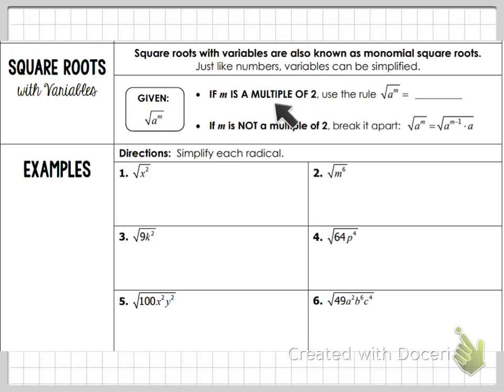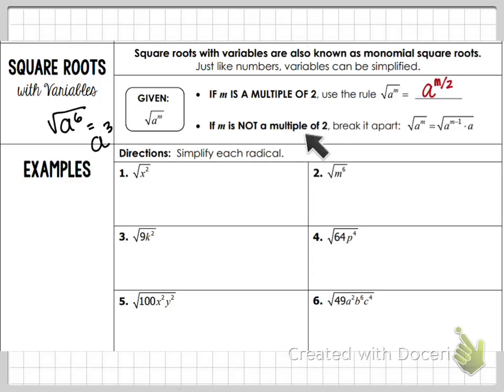If m is a multiple of 2, so if this number right here is even, use the rule: the square root of a to the m power is a to the m over 2. For example, let's say this is a 6. If we had a to the 6th, all we have to do to solve this is divide this 6 by 2. So it's going to be a to the 3rd power. That's how you'd simplify the square root of a to the 6th. You just divide that number by 2 and that would be your answer.